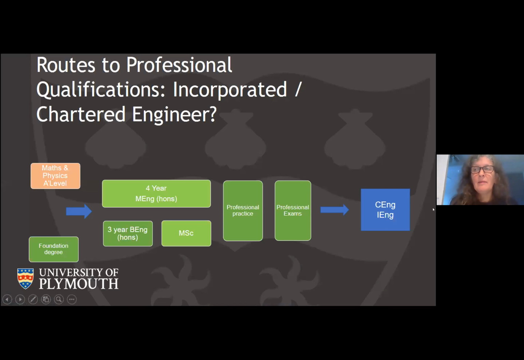In terms of our students and their routes to professional qualifications, so if they want to become incorporated or chartered engineers, they would come in here on the left-hand side. Various people have mentioned the foundation degrees, but if the entry qualifications are good enough, they can come straight into the degree programme. From there, they can do the 4-year MEng, or as somebody else mentioned, you can do a 3-year BEng plus an MSc. Some time spent in professional practice, the chartered exam, and then the students will become chartered or incorporated engineers.